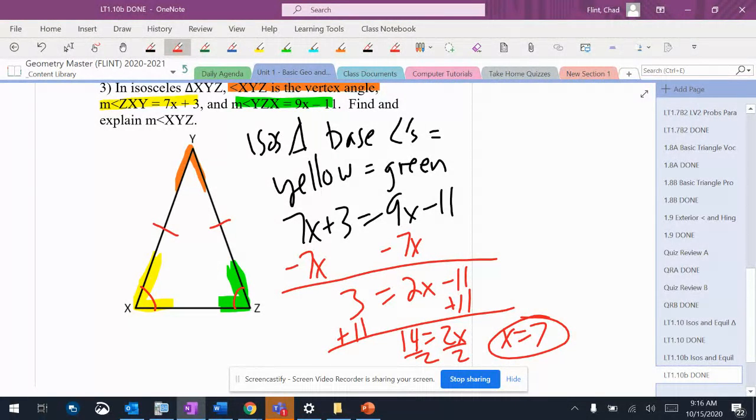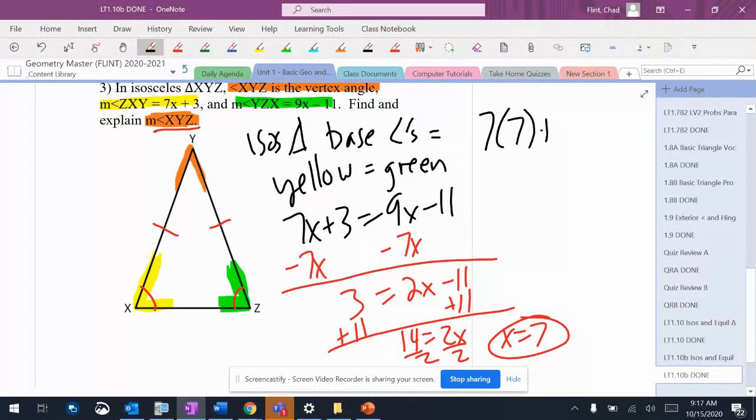So that's 7. So now it says find and explain XYZ. That's the orange one. And here's the question that I might run into here. I don't have any algebra for the orange one. I can find the yellow one, I can find the green one, but I cannot find the orange one right now. So what do you do in this situation? Well, you need to make sure that no matter what, you find something that's there.